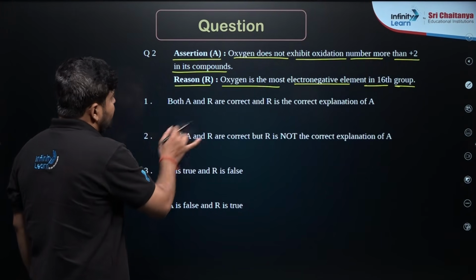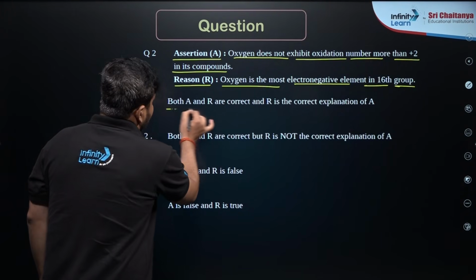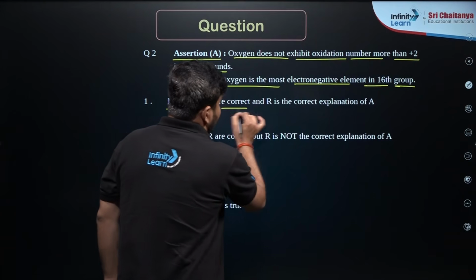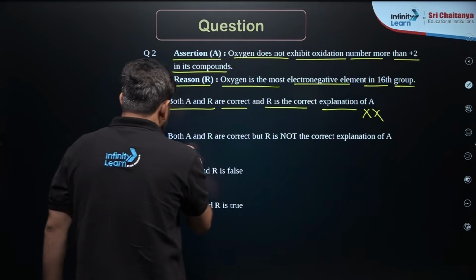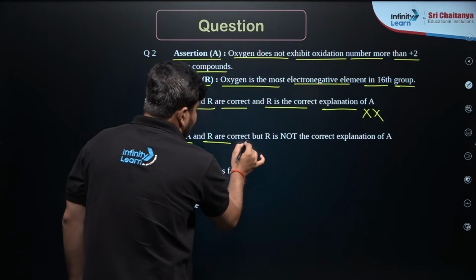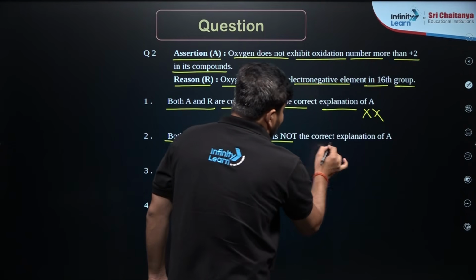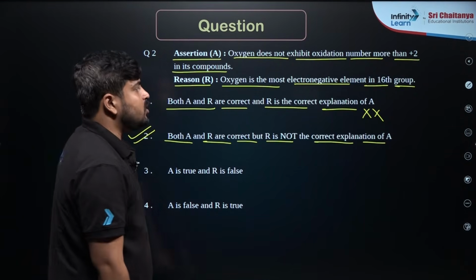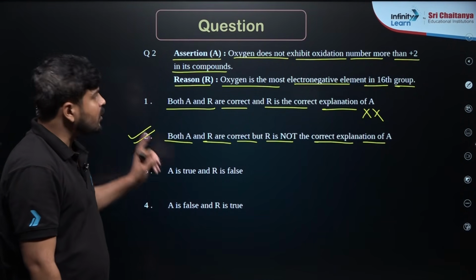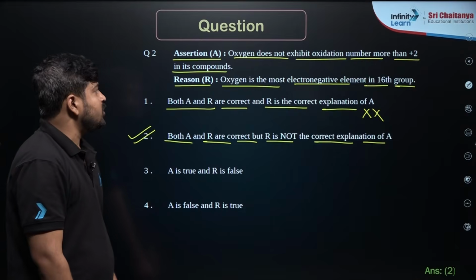But this reason R is not the proper explanation for A. So here we are going to check the options. Both A and R are correct and R is the correct explanation of A: completely wrong. Both A and R are correct, but R is not the correct explanation of A: yes, this is the correct statement. So this one we have to select. Option number two is the correct option of this question.